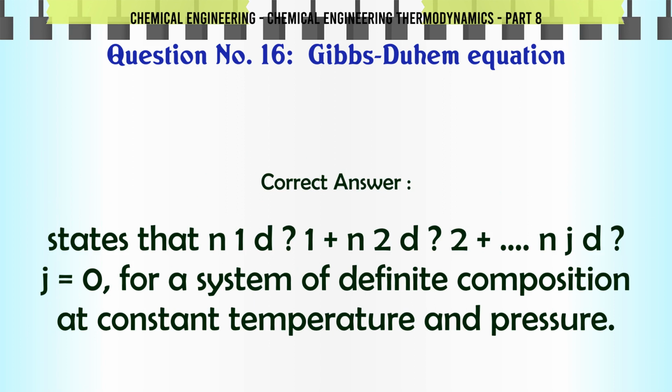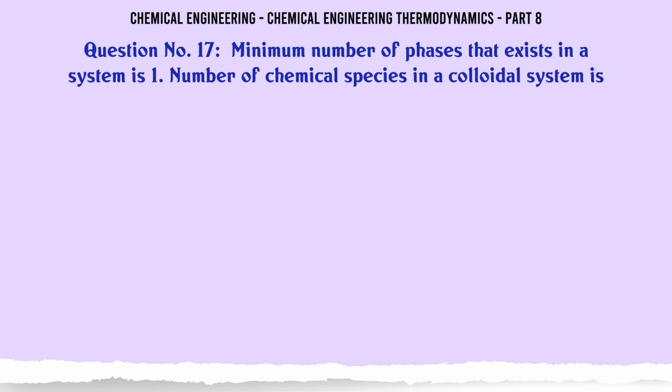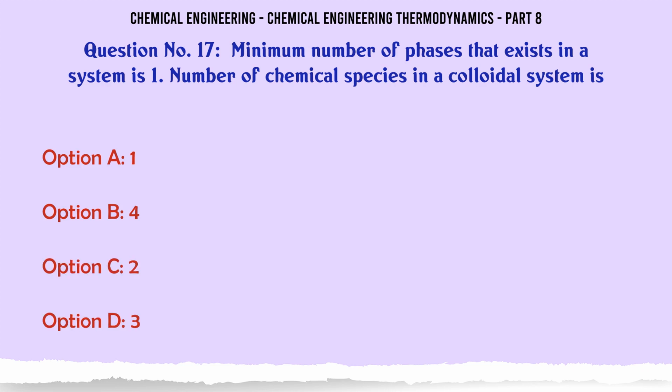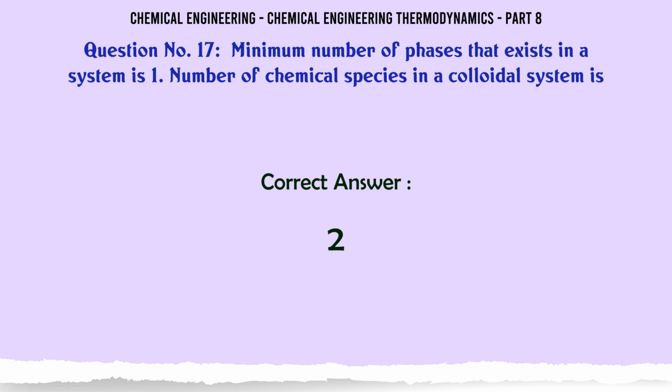Minimum number of phases that exists in a system is 1. Number of chemical species in a colloidal system is: A. 1, B. 4, C. 2, D. 3. The correct answer is 2.